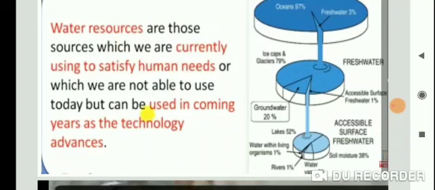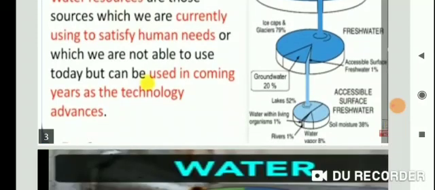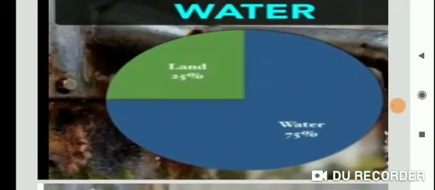Now again in my words, about 96.5% of the total volume of the world's water exists in the oceans and only about 2.5% is fresh water. The fresh water is mainly obtained from surface runoff and groundwater that is continuously being renewed and recharged through the hydrological cycle, ensuring that water is a renewable resource. Now see, land 25%, water 75%.